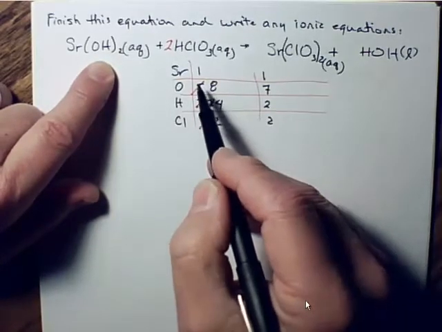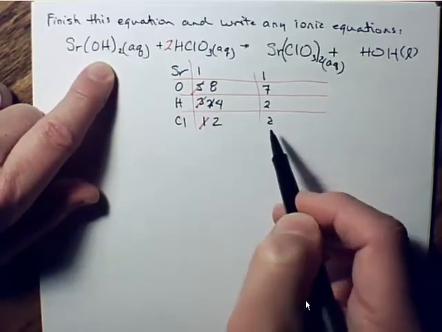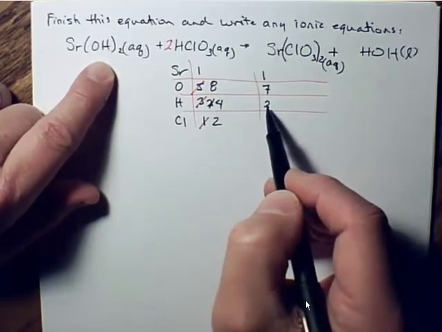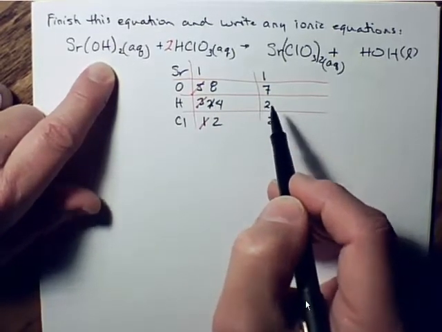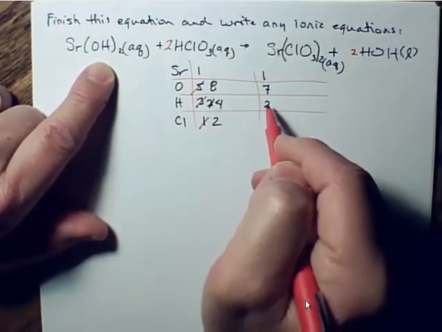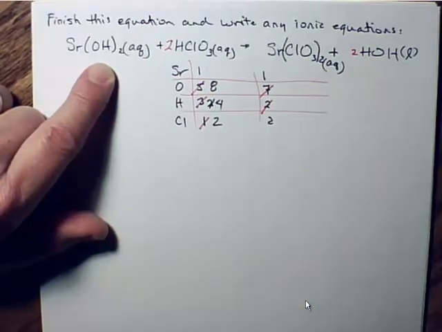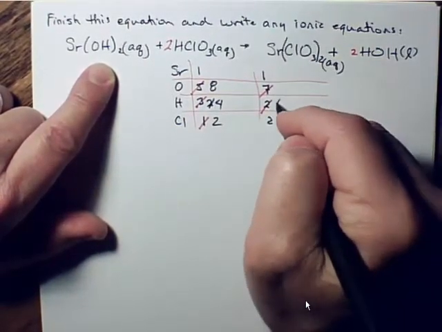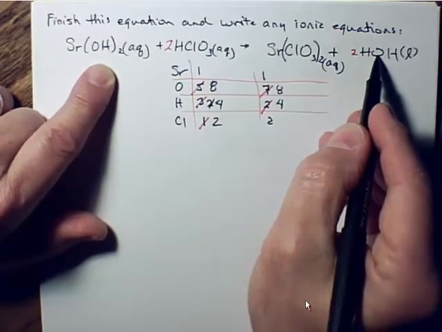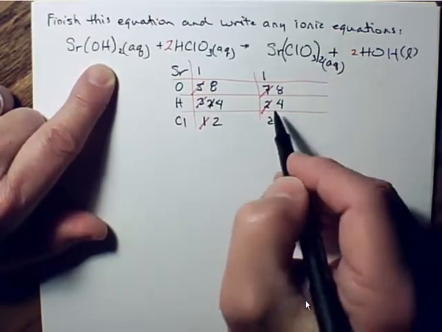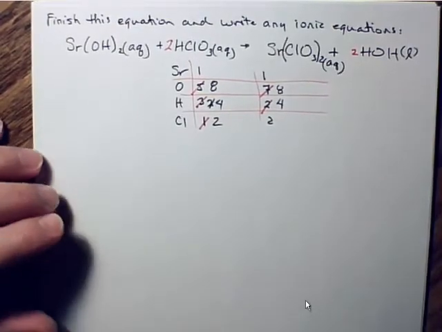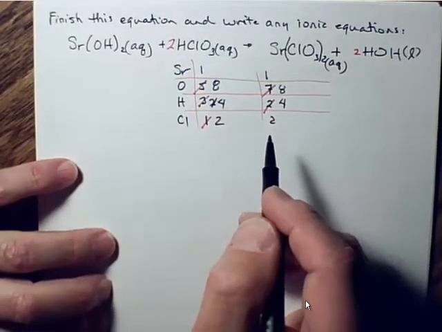Okay, now I've got strontium balanced and chlorine balanced. Now we're ready to go to the hydrogen. All right, so to get the hydrogens balanced, I need 4 on this side, and I'll put a coefficient 2 in front of the water to give me 4. That's going to change the number of hydrogens and oxygens, and that'll give me 4 hydrogens and 8 oxygens. 3 times 2 is 6, plus the 2 times 1, 6 plus 2 is 8. Okay? Now that's a balanced equation with balanced formulas.